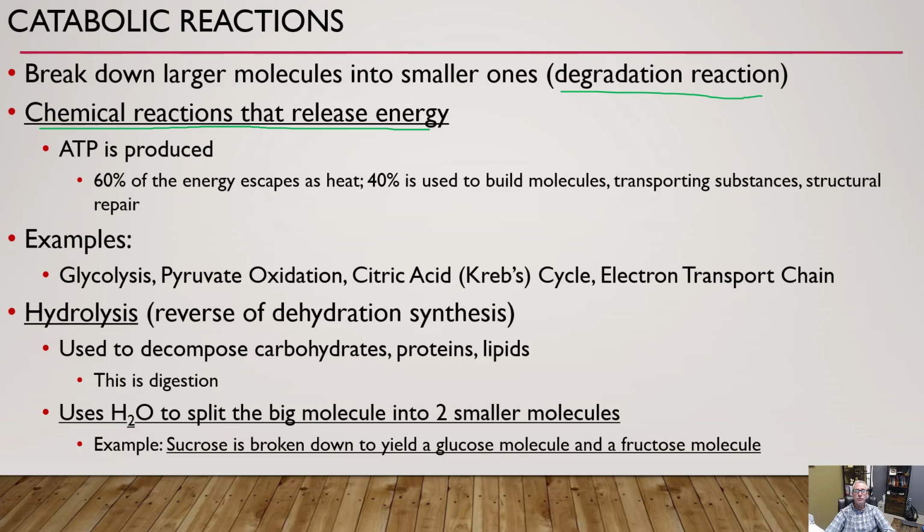Now, when we produce ATP, 60% of that energy is generated as heat, and 40% of that energy is used to rebuild molecules, transport substances, cellular repair, structural repair. So examples: glycolysis, pyruvate oxidation, Krebs cycle, citric acid cycle. Sometimes we'll call it the citric acid cycle, sometimes the Krebs cycle. Electron transport chain. We're breaking down substances.